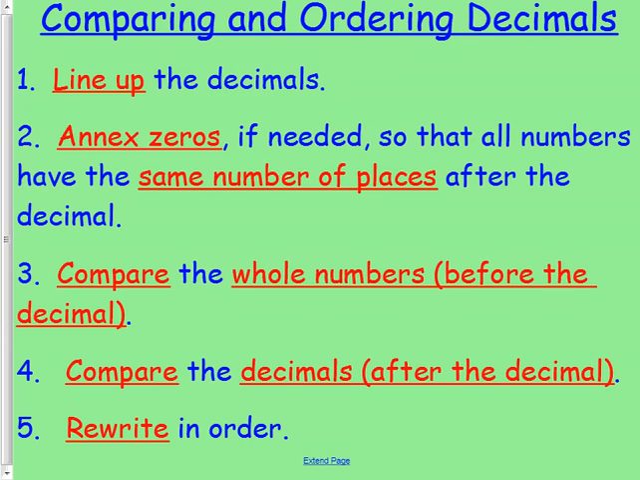Now we're going to take a look at comparing and ordering decimals, and this should be a review, but a couple things I want to highlight. Steps 1 and 2 are critical to doing this accurately. Step 1, line up the decimals. That's going to make it a lot easier to compare. Step 2, annex the zeros if you need to so that all of the numbers have the same number of places after the decimal. I'll explain that more in a moment.